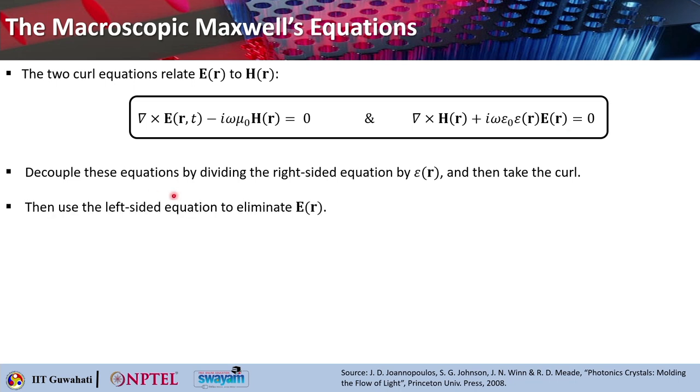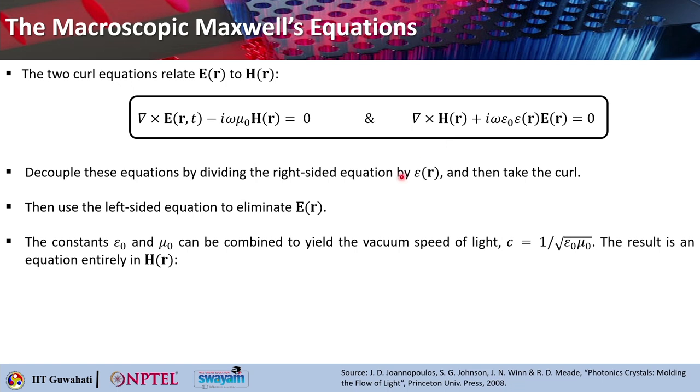We decouple these equations by dividing the right side equation by epsilon_r. If you divide this by epsilon_r, you will only have the expression for E(r). And then you take it on the other side and take a curl of that, and that curl can be equated to this one, because this is also curl of E. The mathematics is pretty simple here. I urge all of you who were not able to visualize this to do it on pen and paper, and you will see that you can actually eliminate E(r) from the expression by using these two expressions, and you can have everything in terms of H.